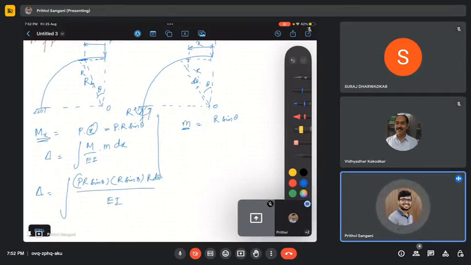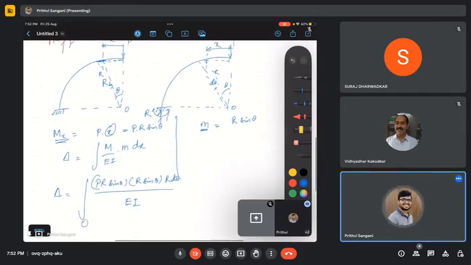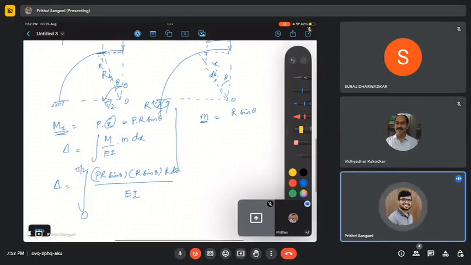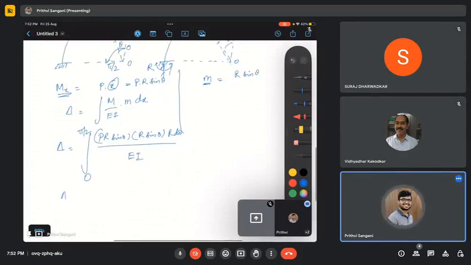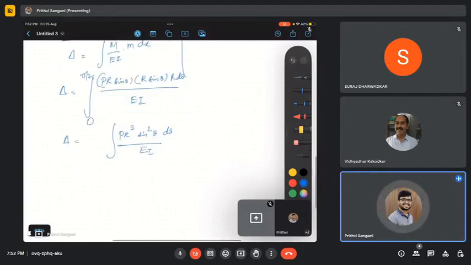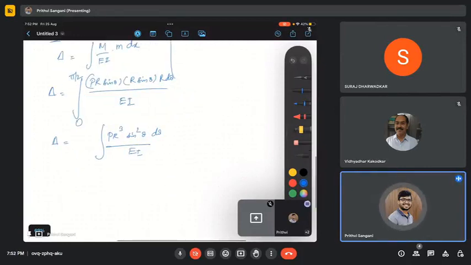Now what will be the lower bound and upper bound of the integral? The lower bound will be 0. My theta is varying from 0 to pi by 2. This is a quarter, I was saying it as half. So this is 0 to pi by 2 of r d theta. Once you do this, you will obtain delta as P r cube sine square theta d theta by EI. EI is constant in the question. So P r cube by EI times the integral of sine square theta d theta.